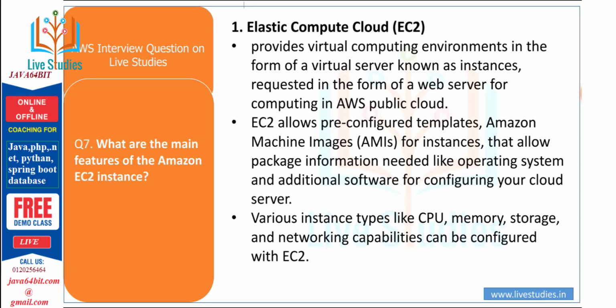EC2 offers secure login information in the form of a key pair, where AWS stores the public key as an identity for the customer, whereas the customer saves the private key for securely logging in to the AWS cloud service account. Instance store volume is for temporary data, which gets deleted when an instance is stopped or terminated. Persistent storage volume is for data storage and computing purposes using Elastic Block Storage by Amazon, known as EBS volume.